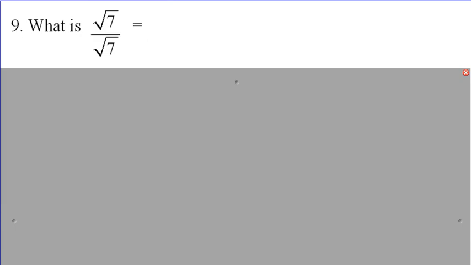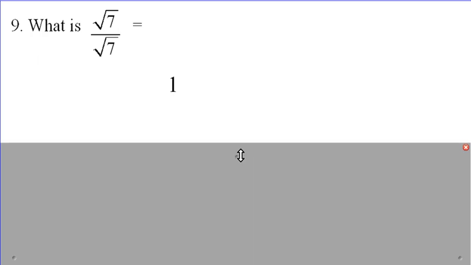For number 9, what is the square root of 7 divided by the square root of 7? Well, we recall from previous knowledge that anytime we have something divided by itself, the answer will always be 1.